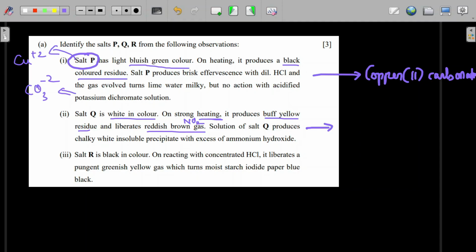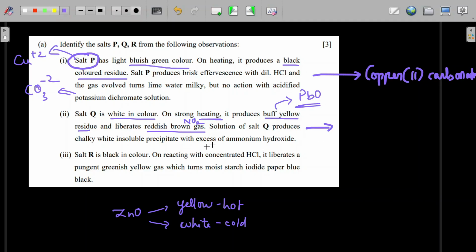Remember, zinc oxide is yellow when hot. They have to mention that. And it is white when cold. If they mention both of these points, then you have to assume it is zinc. Otherwise, don't. What is the other buff yellow one? Lead oxide. Correct.